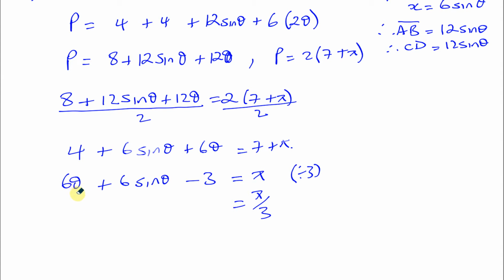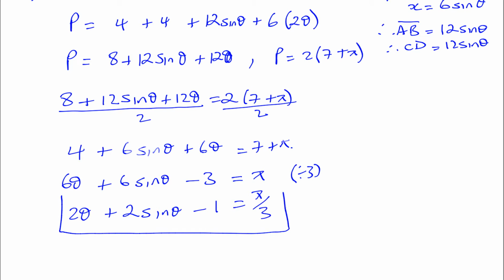So 6 theta divided by 3 is 2 theta. And 6 sine theta is going to be 2 sine theta. And minus 3 divided by 3 is minus 1. And this is what we had to show. And this is what we found. And we worked out an expression for the perimeter. So that's part A complete.